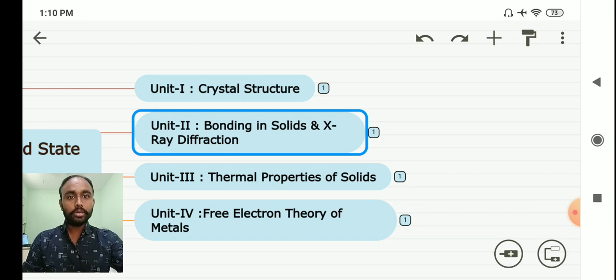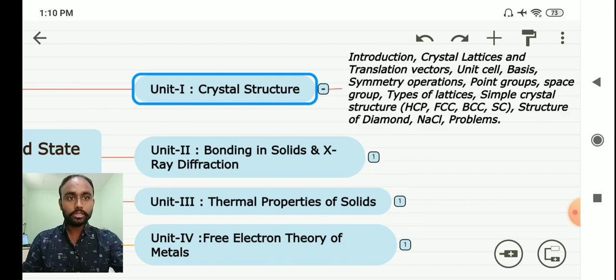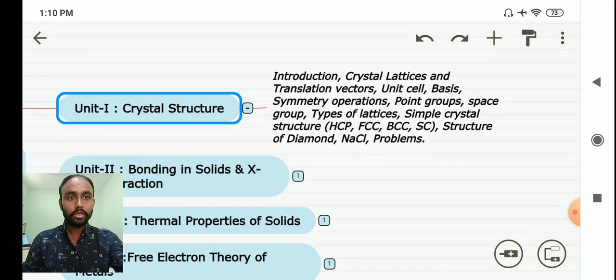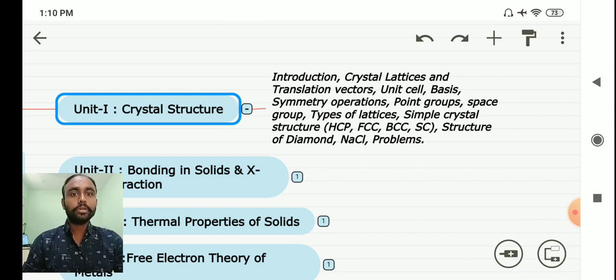Now, in this particular unit, what exactly do we have to see? Yes, you can see on the screen. What are the different articles in this first unit, crystal structure? Firstly, we will introduce whatever I have just talked about within 2 minutes, what a crystal is and all these things, crystal theory, everything we will see in the introduction part.